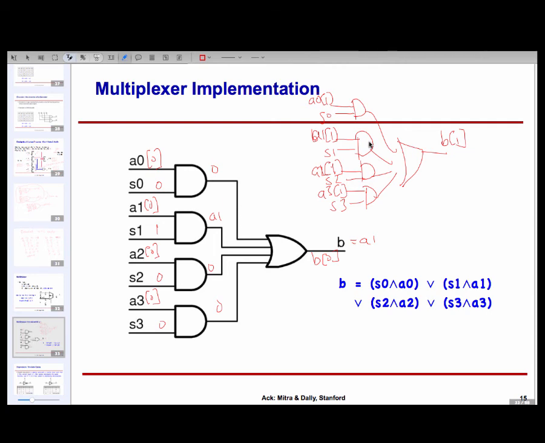In that particular case, they were independent bits. But here, S0 is feeding to both of them. So I'm cloning, copying the circuit. Control inputs are common to all of them, but the data inputs are different. And this way, if I want a 32-bit multiplexer, I can create a 32-bit multiplexer.